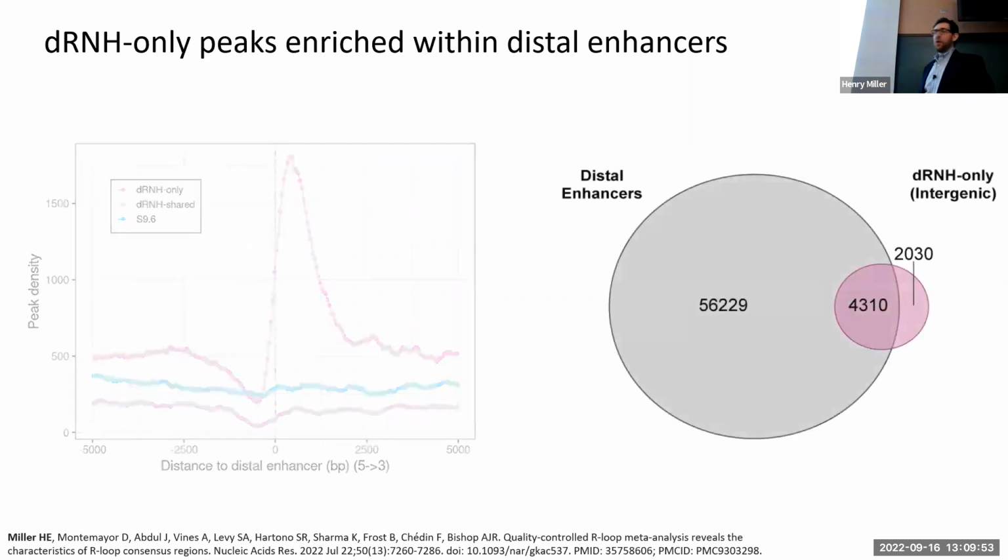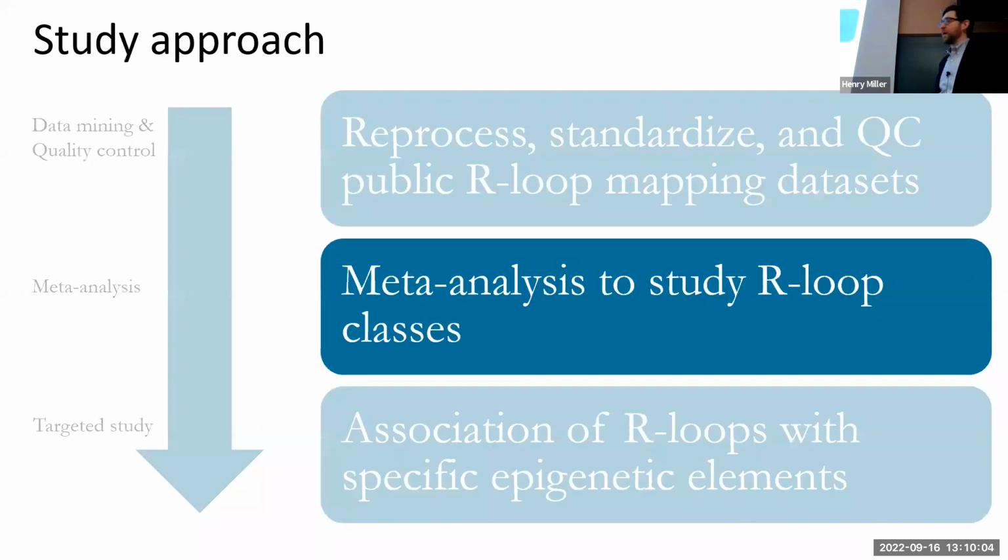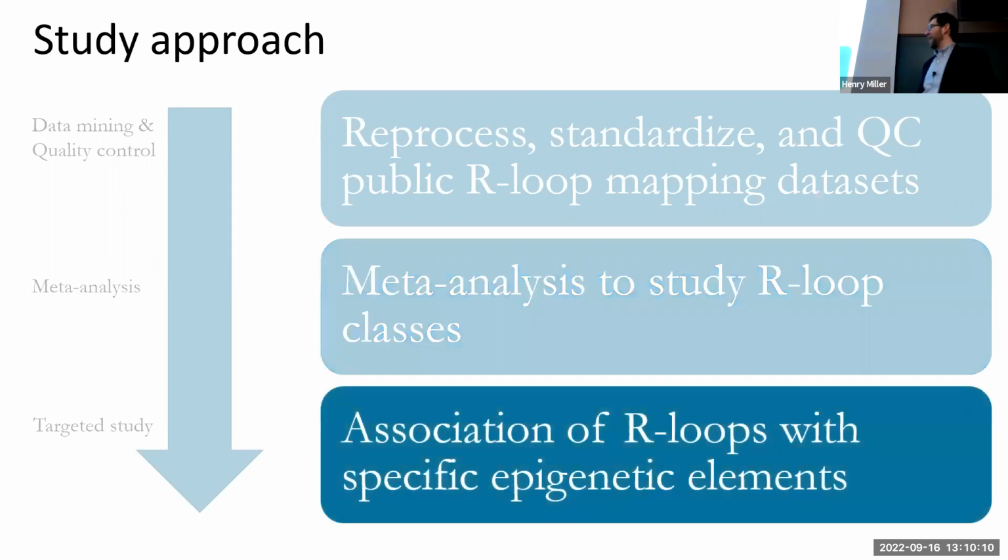And then if you look at the overlap of intergenic DRNH-only peaks with distal enhancers, more than two-thirds of them are overlapped. So again, that suggests very strongly that the DRNH only is going to these enhancers, and it also takes us very neatly into the very last part of the study and also this presentation: looking at the association of R-loops with specific epigenetic elements.